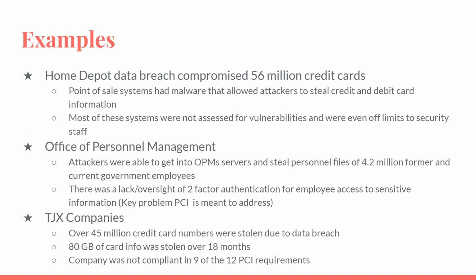The second one is the Office of Personnel Management. The attackers were able to get into OPM servers and steal personnel files of 4.2 million former and current government employees. There was a lack of oversight of two-factor authentication for employee access to sensitive information, which could have been avoided if they had done more vulnerability testing and assessments, which PCI does require.